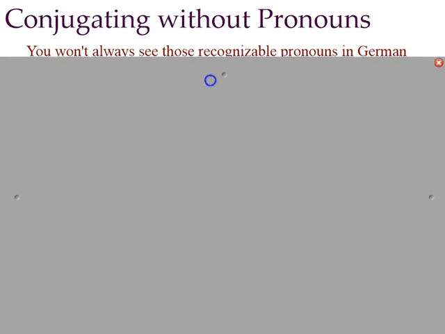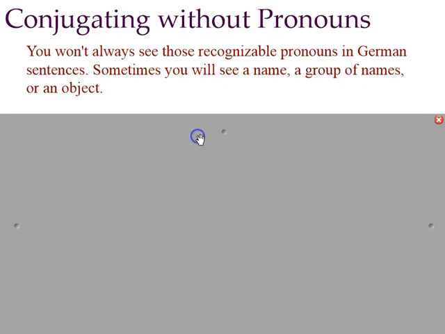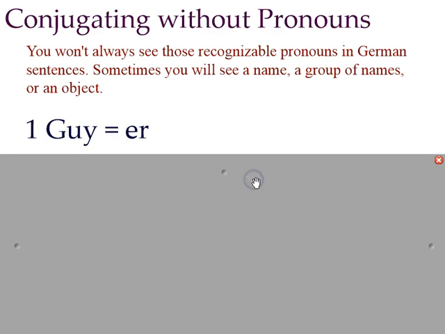Conjugating without pronouns can be a little tricky, because you won't always see those recognizable pronouns in German sentences. Sometimes you will see a name, a group of names, or an object. For one guy or one boy's name, you need to keep in mind that that would conjugate for er. For example, Wilhelm. Wilhelm goes to a movie, he goes to a movie.